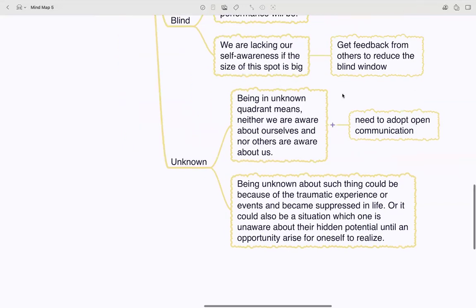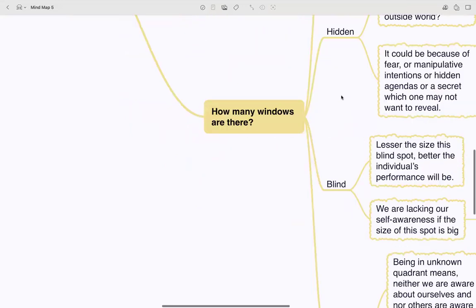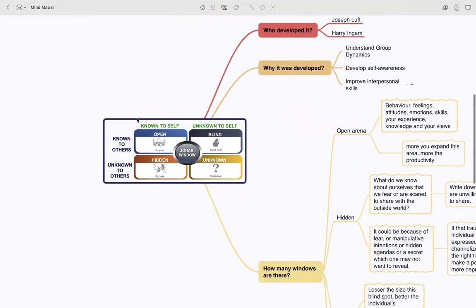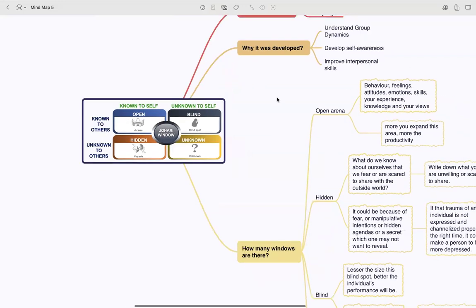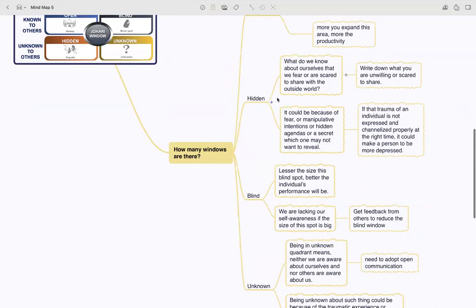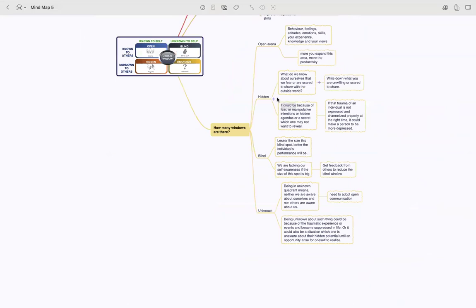All right. So this is all I want to share with you about the Johari window. As you are aware, the Johari window talks about how much others know about you and how much you know about yourself, who developed it, why it was developed, and how many windows there are. To brief it, out of the four windows, open, hidden, blind and unknown, the open window should be the only window that you make very big. The hidden window should be made small. To make the hidden window smaller, you have to keep on writing and learn to be more vulnerable in expressing who you are, so that people will trust you more.